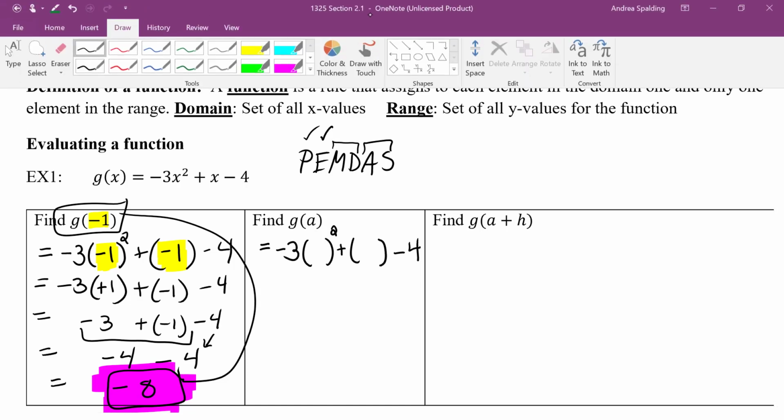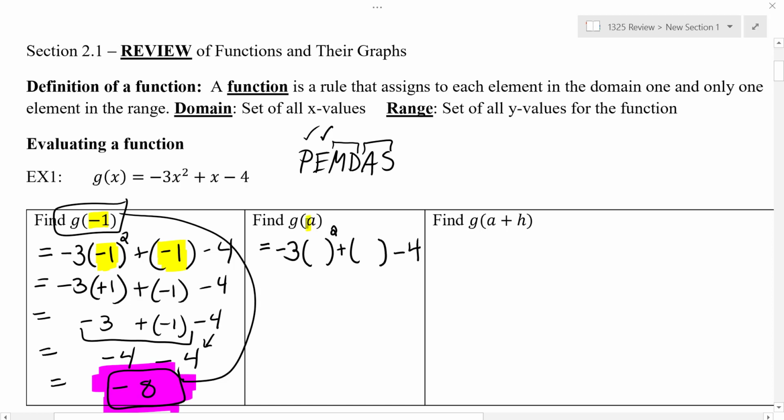Now we are going to take what's in the parentheses on the left side of our equal sign, and we are going to drop that into all of the parentheses on the right side of that equal sign. So I'm going to put in a. And once again, we are going to simplify using PEMDAS. So the first thing that we have is squaring. So that's a squared. And a squared, there's really not much we can do there. That's just going to be written as a squared.